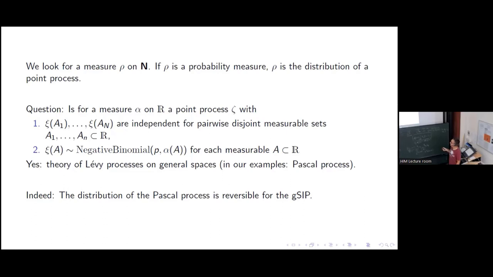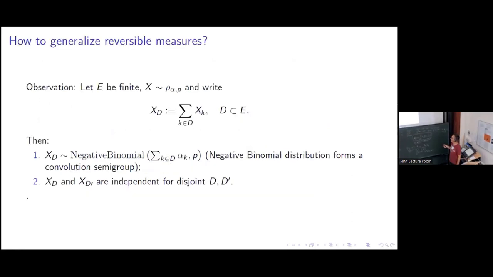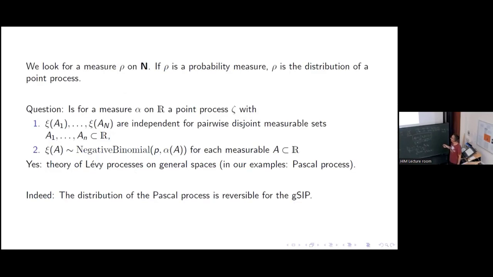So we are looking for a measure rho on the configuration space. The configuration space was the set of counting measures. So if we have a measure, for example, a probability measure on that set, another interpretation is that it is the distribution of a point process. And if you look at these two properties here, at least the second property looks similar to the Poisson process. And the first property also looks similar if you replace the Poisson distribution by the negative binomial distribution. So the question is, is there a point process with these two properties? If I put in disjoint sets, I get independent random variables. And if I put in a fixed set, do I get a negative binomial distribution? And the answer is yes. That's the so-called Pascal process. Does anybody know the Pascal process?